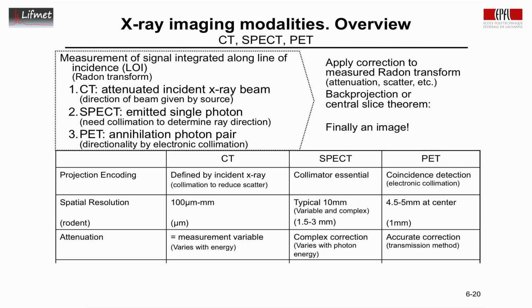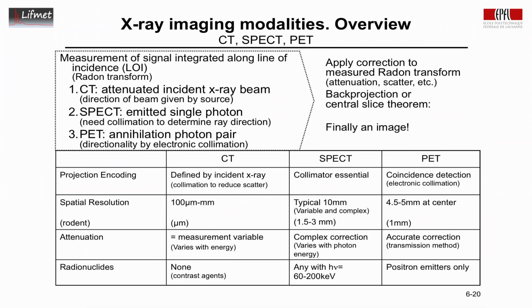Attenuation in CT is the measurement variable. What is important here is that the attenuation varies with photon energy. In SPECT, the attenuation requires a complex correction, which also varies with photon energy. And for PET, we can do an accurate correction with, for example, the transmission method.